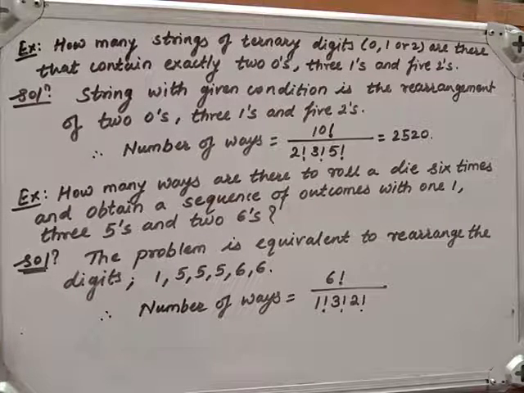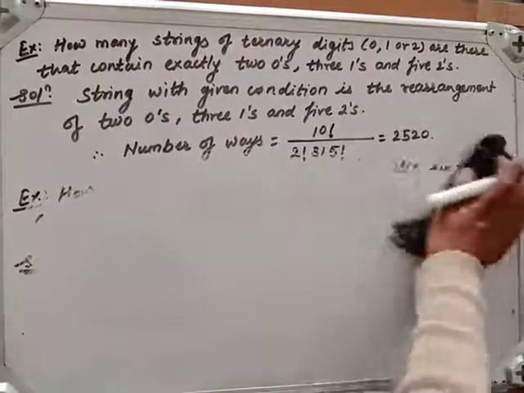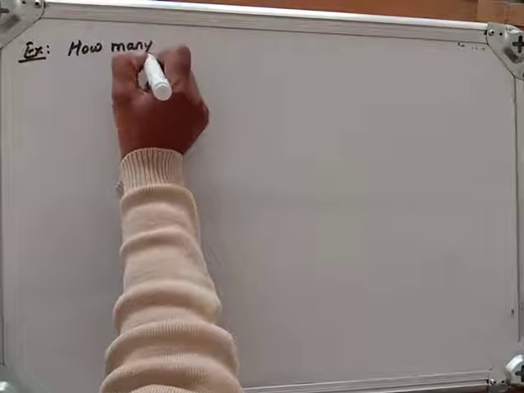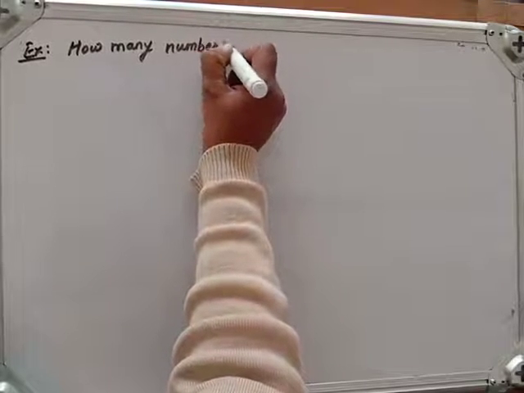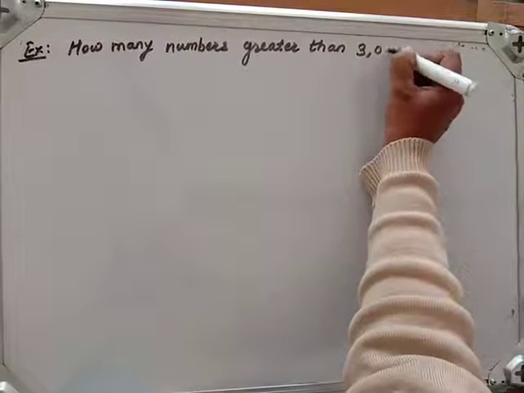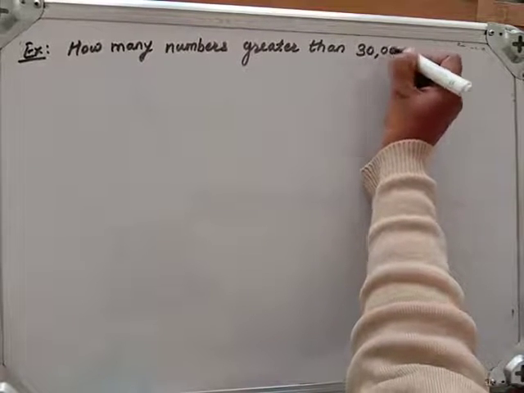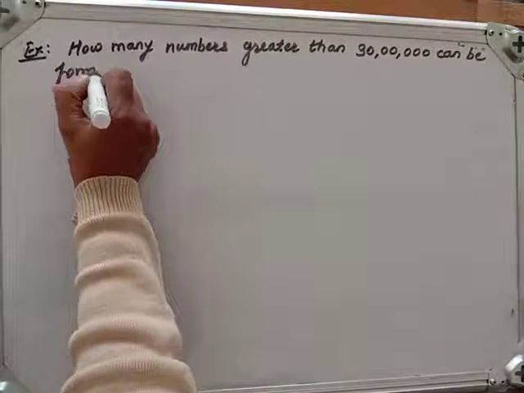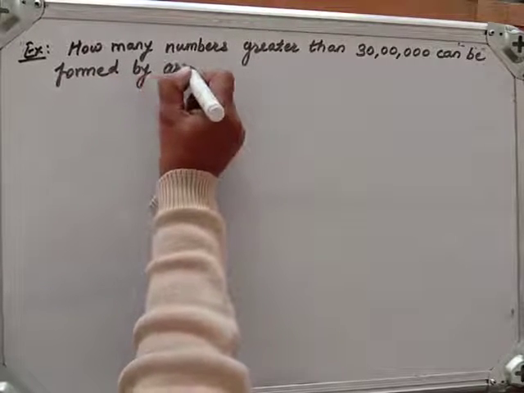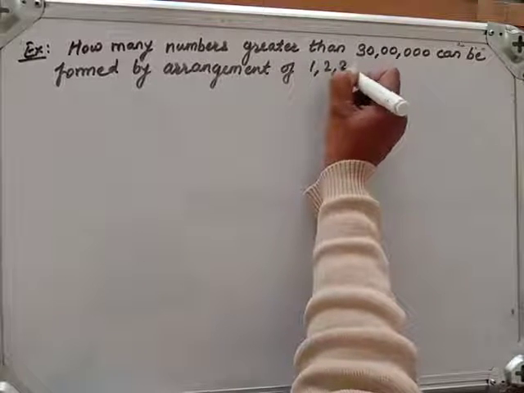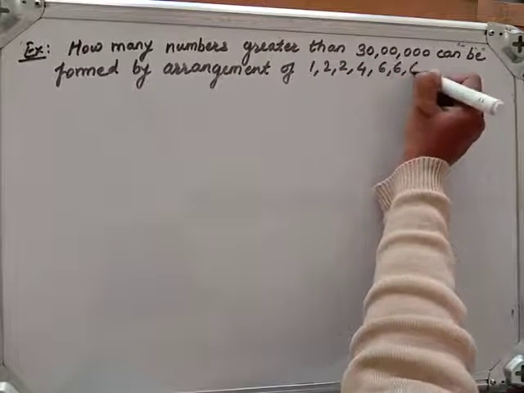Fine. Now, next example. Next example is that how many numbers greater than 30 lakh can be formed by arrangement of 1 2 2 4 6 6 6, these ones.